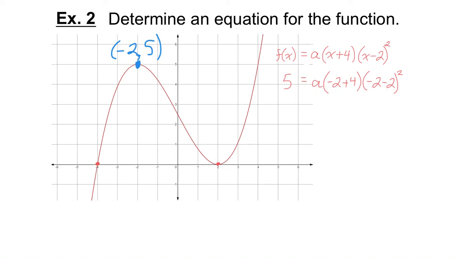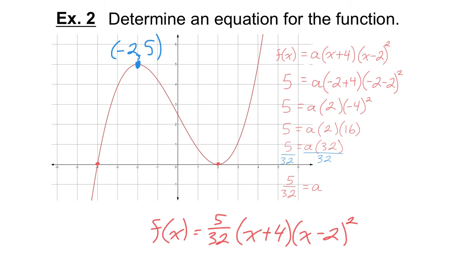Now I can solve. So brackets first, then the exponent, then the multiplication. Now I have to divide both sides to isolate for a, and I get my value of a. So a is 5 over 32. Now I can take that value and plug it into my original function. So I have f of x equals 5 over 32 times x plus 4 times x minus 2 squared. And that's the equation for this function.